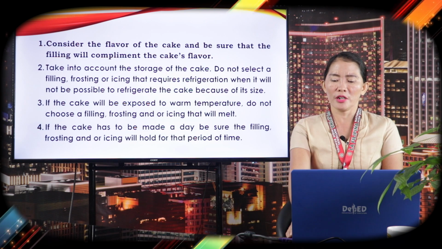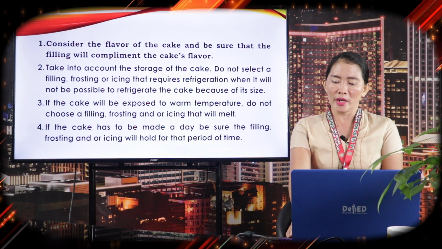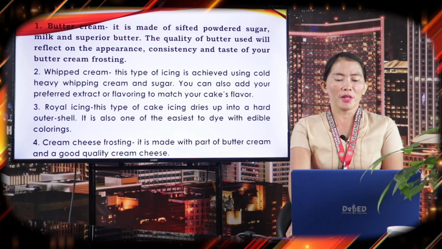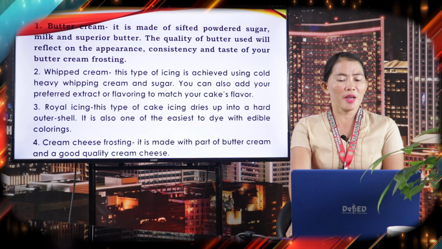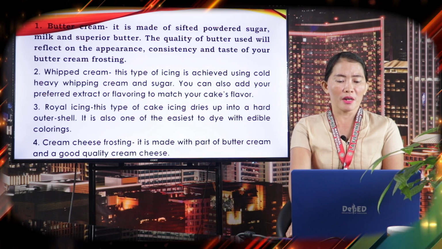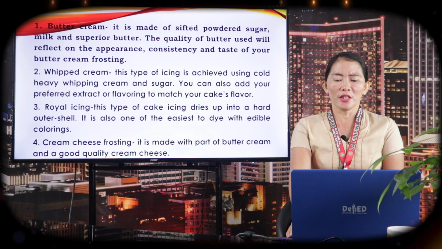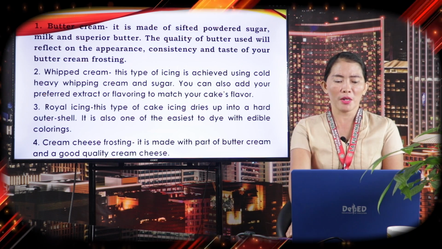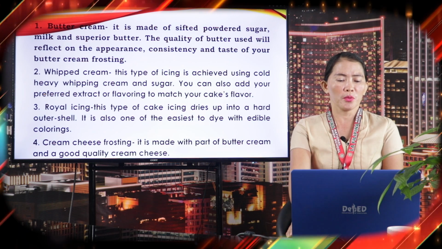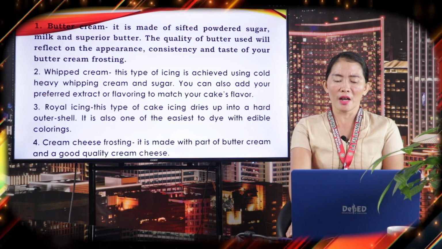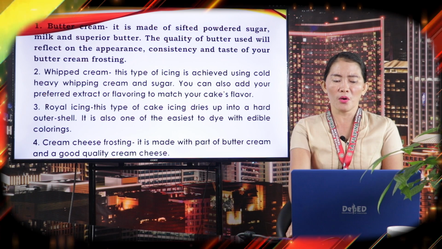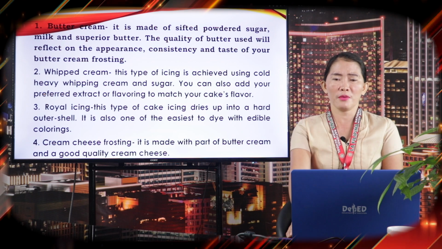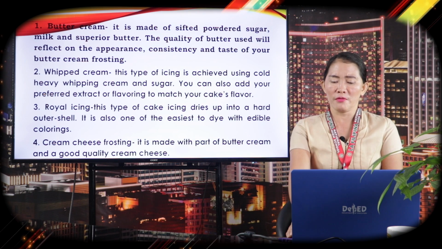So, here are the different types of filling, frosting, and/or icing, and its definition. Number 1, buttercream. It is made of sifted powdered sugar, milk, and superior butter. The quality of butter used will reflect on the appearance, consistency, and taste of your buttercream frosting. Number 2, whipped cream. This type of icing is achieved using cold, heavy whipping cream and sugar. You can also add your preferred extract or flavoring to match your cake's flavor.